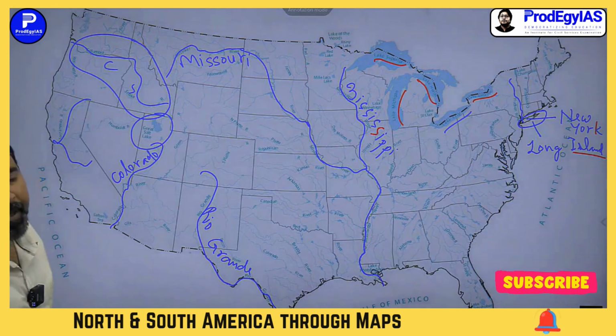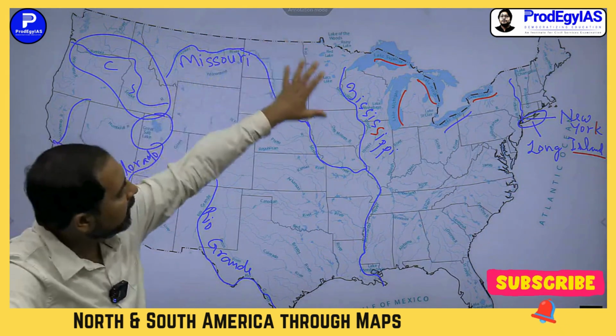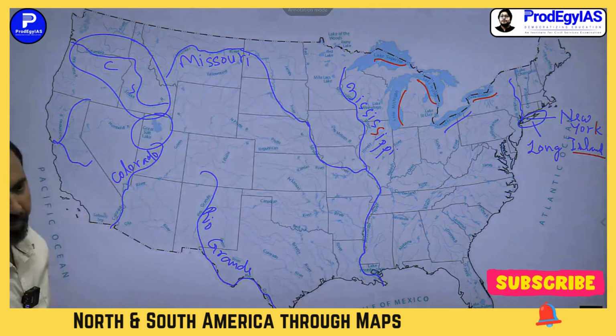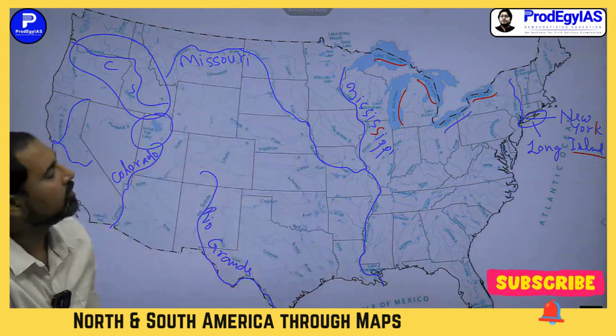तो जो आपका ग्रेट प्लेन्स है वो क्या है? The plain made by this Mississippi, Missouri river system is Great Plains. Right?